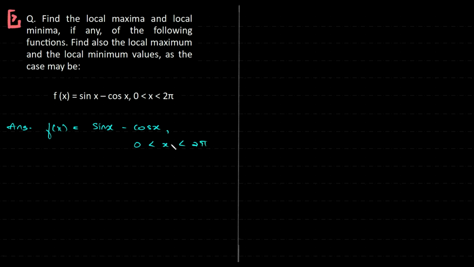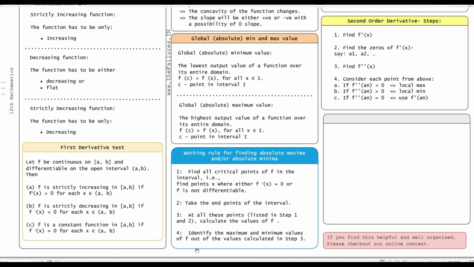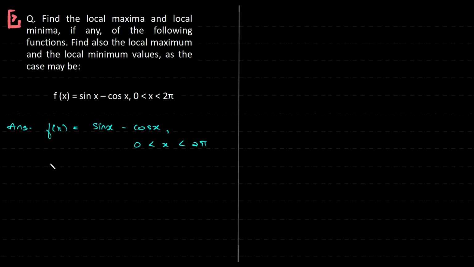So for sure we have local maximum and minimum because there are sine and cos functions, and we know that they have a range of -1 to 1. So now how do we go about doing it? We can follow this set of steps: find all the critical points, take the endpoints, using all of these values, find the function's behavior and identify the maximum and minimum value.